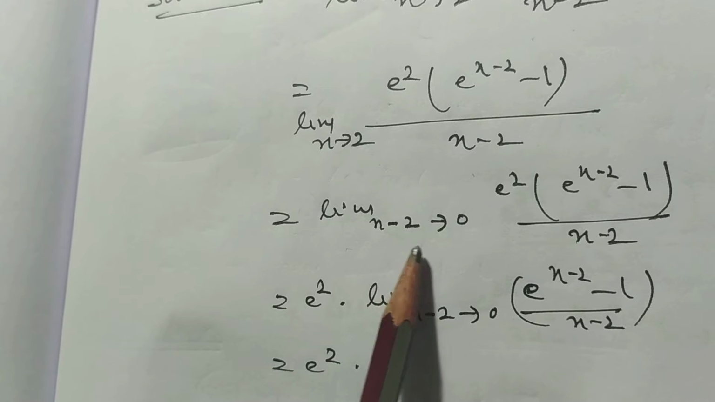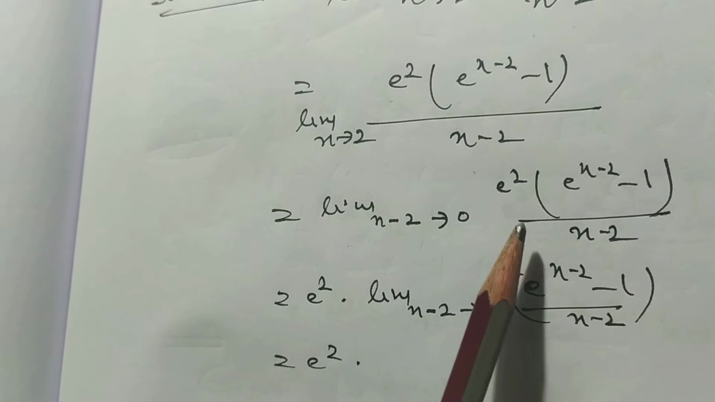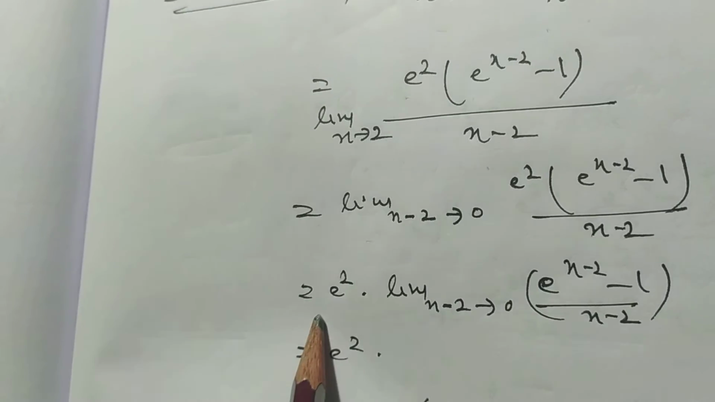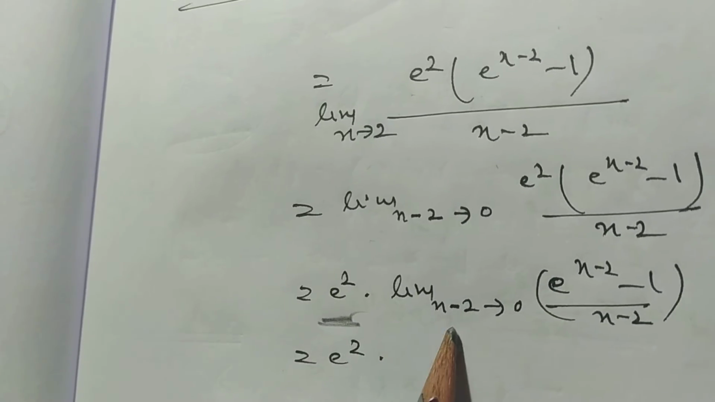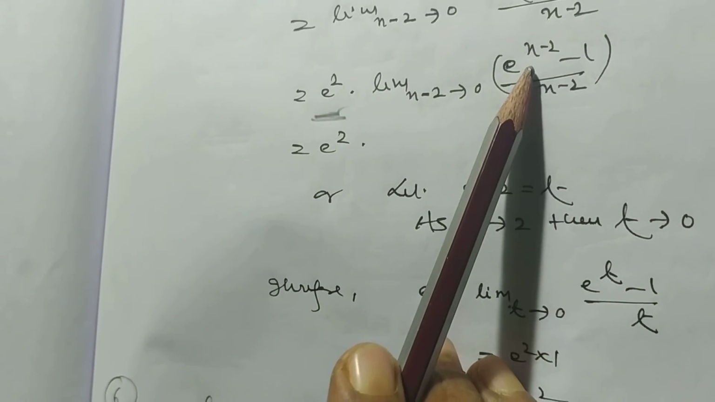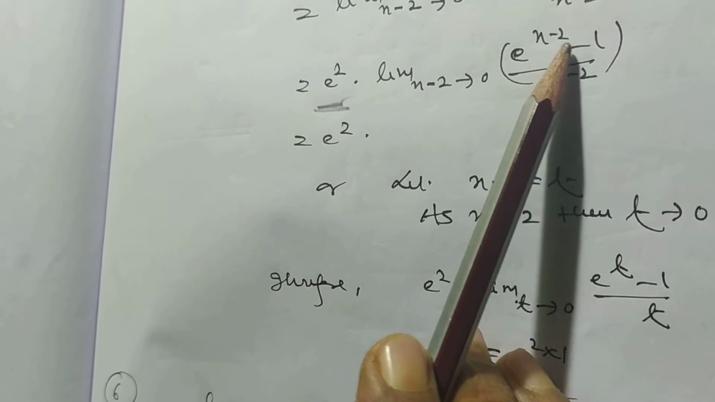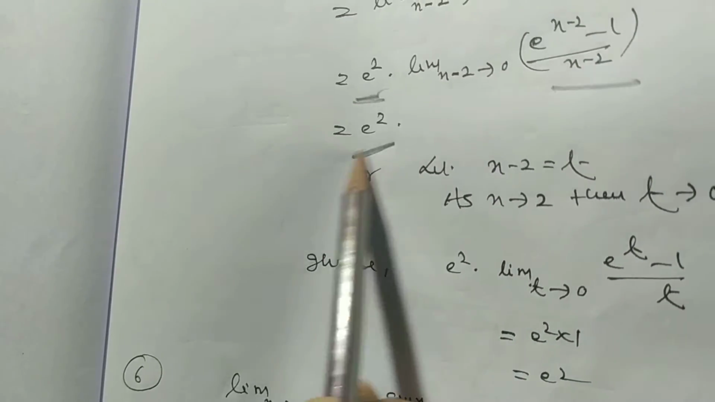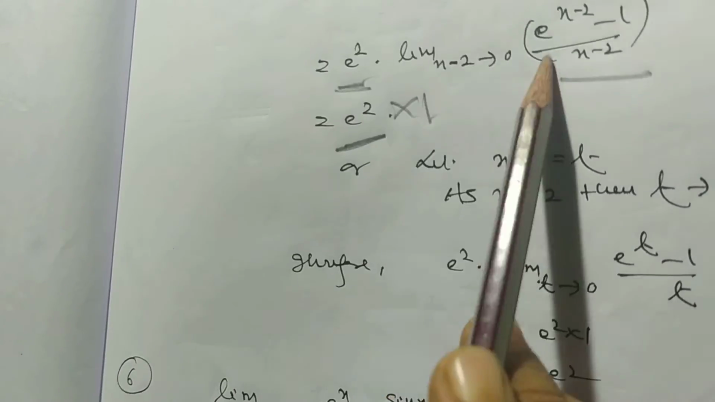So limit x minus 2 tends to 0, e square into (e to the power x minus 2 minus 1) by (x minus 2). It will be e square into limit x minus 2 tends to 0. Directly you can write e to the power x minus 2 minus 1 divided by x minus 2. This will be e square, and its value is 1.